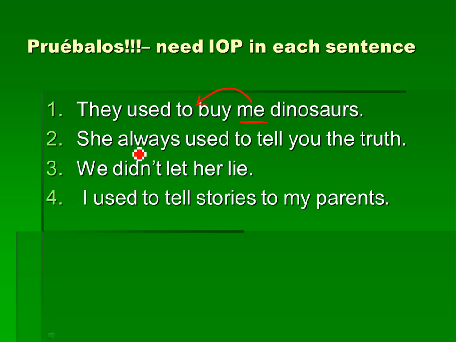Number 2, she always used to tell you the truth. Number 3, we didn't let her lie. And number 4, I used to tell stories to my parents. So if you are doing this at home, you want to make sure you're looking at your imperfect notes, because all of these are in the imperfect since we used to do these things. So look at your imperfect notes, and also these are vocab words from chapter 4A when you were a kid. So be using those 2 resources as you're trying to work through 1 through 4. So give number 1 a try first, and I'll show you the examples after I give you some time.